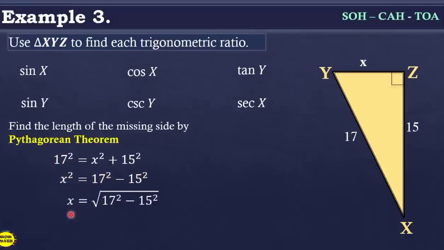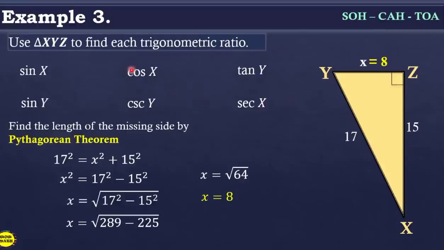So, that is x by squaring both sides. So, we now have x, and then 17 squared minus 15 squared. So that 17 squared is 289 and 15 squared is 225. And then let us subtract. Your x is equal to square root of 64. What is square root of 64? That is 8. So therefore, the value of x here is 8.